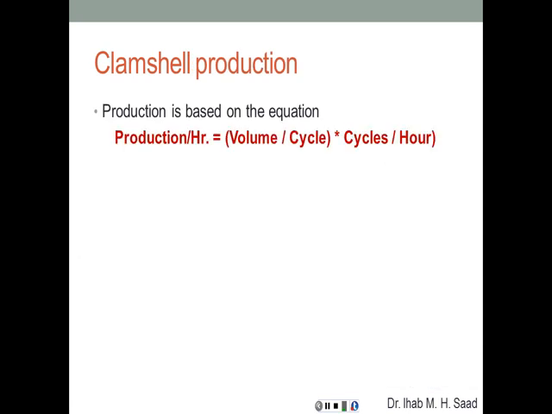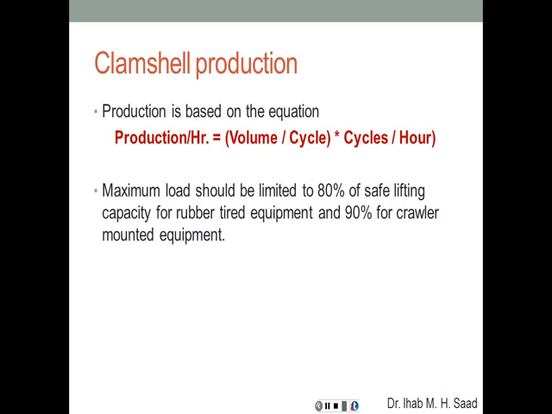Production is based on the same generic equation: volume per cycle times cycles per hour. The maximum load should be limited to 80% of safe lifting capacity for rubber-tired equipment and 90% for crawler-mounted equipment, just because of issues of stability of the equipment itself. We don't want it to tip over.